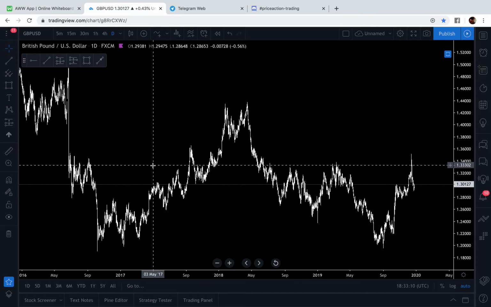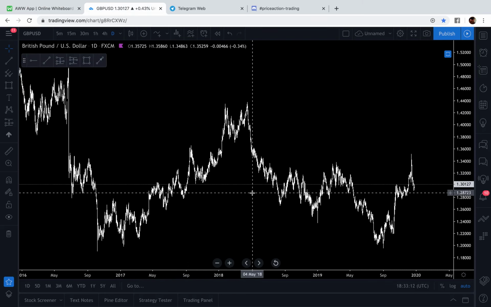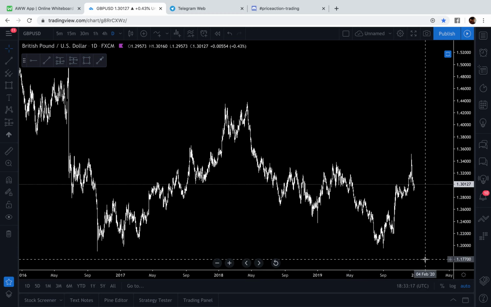Because the areas in which you choose to draw your levels on the chart are the areas in which you're going to be making your trading decisions based off of, and then your trading decisions ultimately will determine whether or not you're profitable. So it makes sense to know how to draw these levels the correct way.